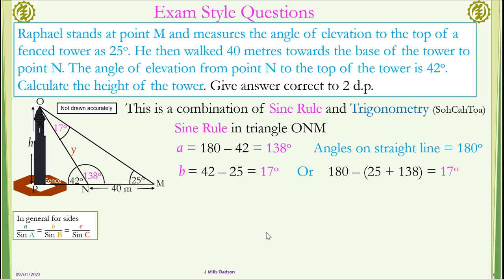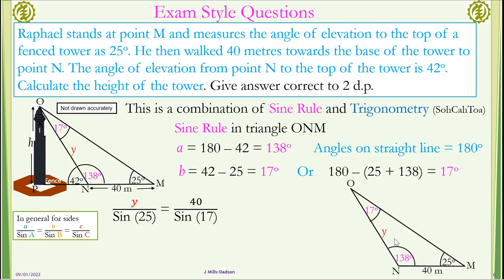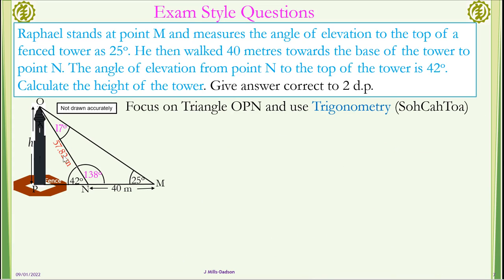Let's push this aside, separate it so we can see it clearly. Side, angle, side, angle. So y over sine 25 equals 40 over sine 17. Multiplied through by sine 25, we have this, and the calculator works it out at 57.82 meters. So we're going to put 57.82 meters in place of y. So that's one part done.